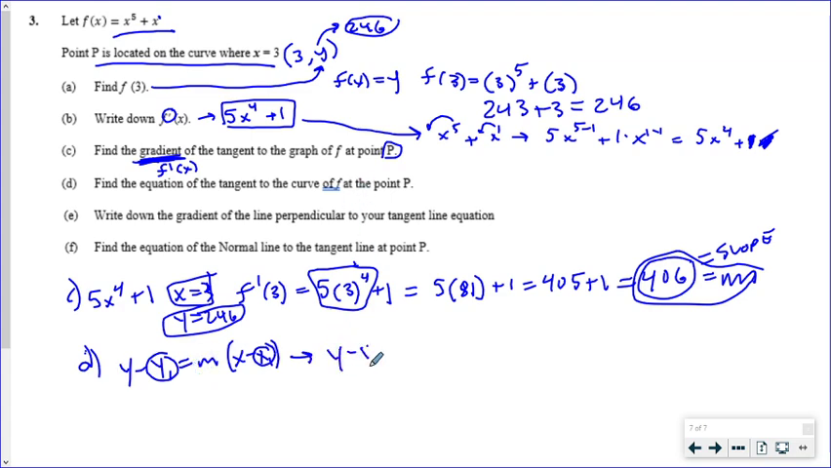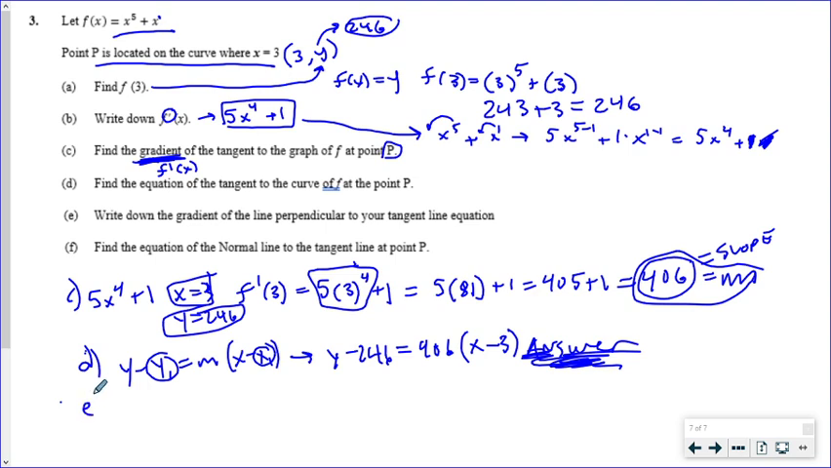So y minus y1, 246 equals, my slope is 406, and then x minus my x value, which is 3. This is the answer. Okay? Don't make life complicated.